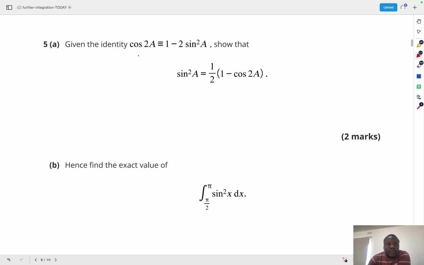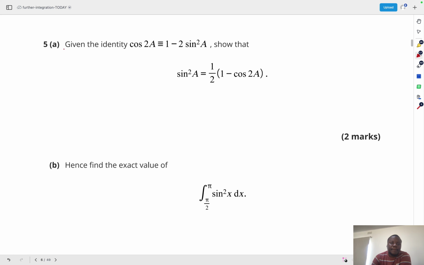Okay, so I'm going to solve this one last question on the easy part. Since we've been given that the double angle identity cos 2a is equivalent to 1 minus 2 sine squared a, show that sine squared a is equal to that. So for this one, you are just being asked to make sine squared the subject of the formula.